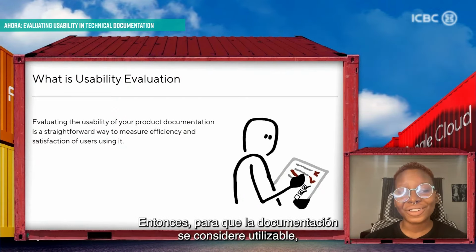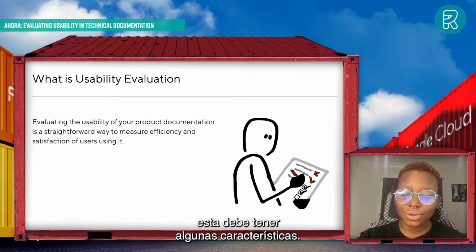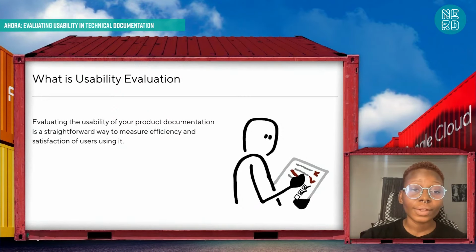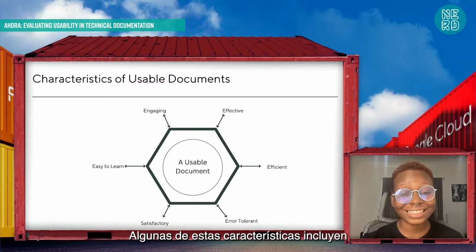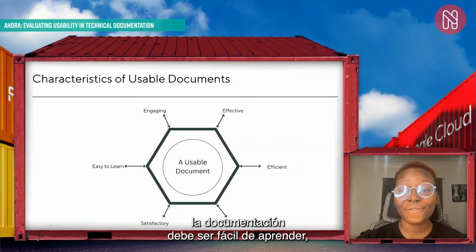Well, in order for your documentation to be considered usable, there are a few characteristics that your documentation actually has to possess. And some of these characteristics include, it should be easy to learn, first and foremost.